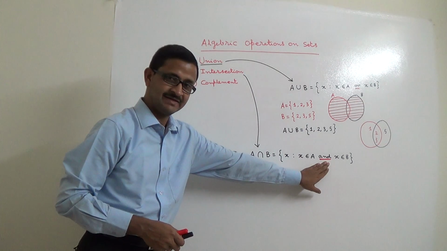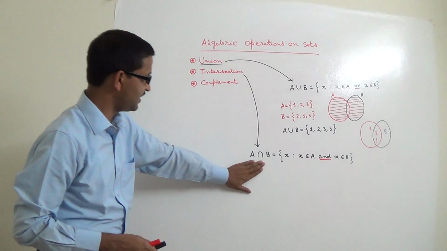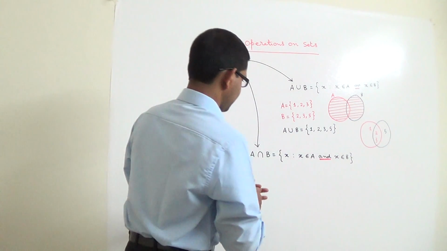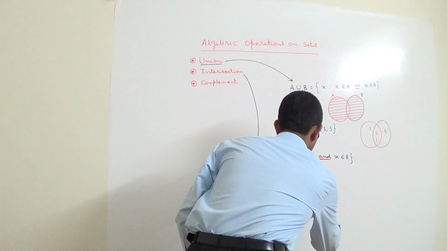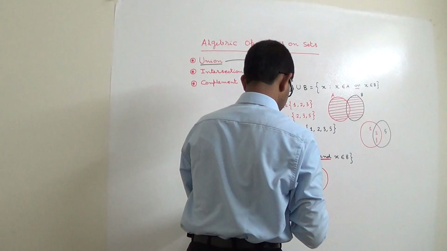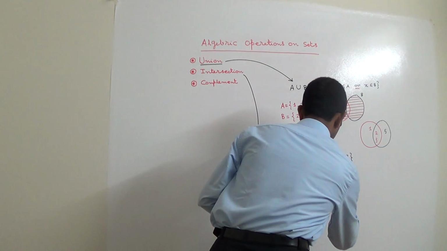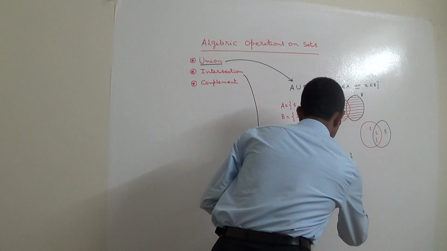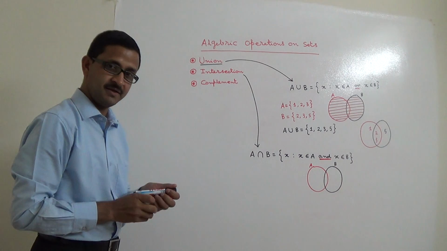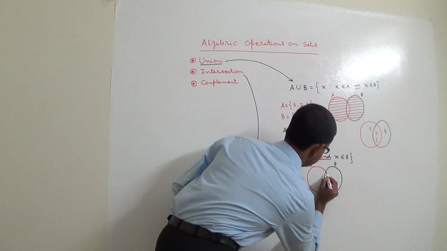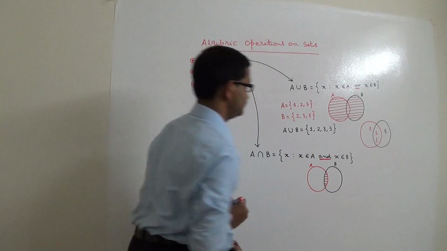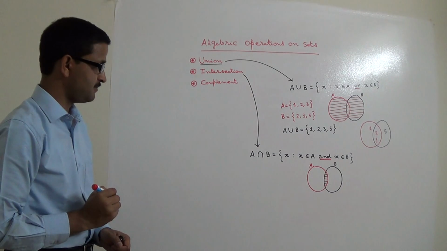But before that, let's see how we can describe A intersection B in the Venn diagram. Okay? Let's see. This is the set A. And this is the set B. Now A intersection B is actually this region. Okay?